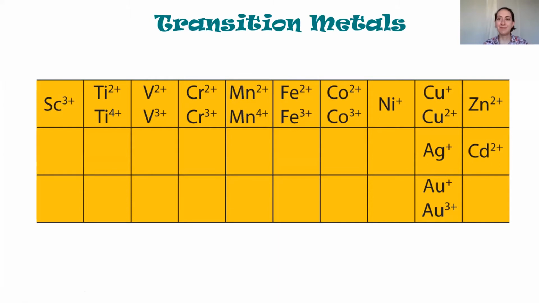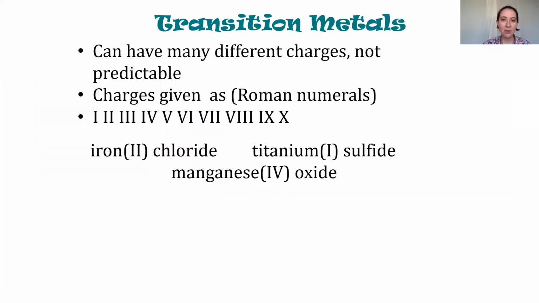So we don't. Instead, you are always told what the charges are based on the Roman numerals that are in parentheses. So again, it's not predictable. These are Roman numerals, just in case you don't remember. You really will only have to remember about 1 through 5 at most. Generally speaking, just 1 through 3. So this is 1, this is 2, this is 3, this is 4, this is 5, 6, 7, 8, 9, 10. But if you just focus on these, you'll be just fine.